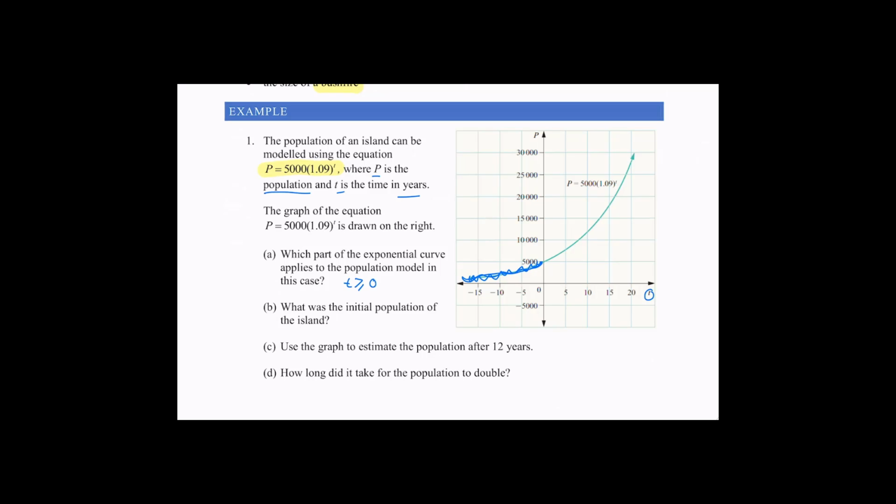What was the initial population on the island? Well, the initial population happens when time is 0. So if I look at my graph, at the start, there were 5,000 people on the island.